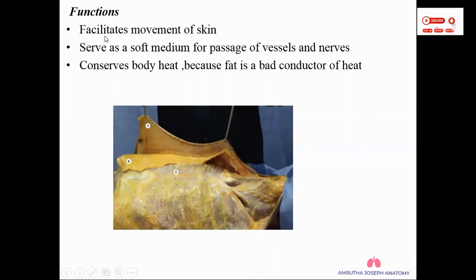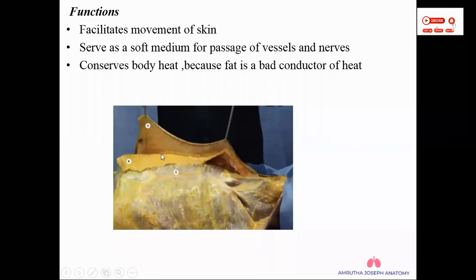Anyway, coming to the function of the superficial fascia, it facilitates movements of the skin. So it allows gliding movements of the skin. The skin is moving on the superficial fascia, in other words, and it serves as a soft medium for passage of vessels and nerves. In the superficial fascia, you will not only see the fat, you will also see superficial nerves and vessels. They are very tiny structures which can be seen in this area, and they basically supply the skin.